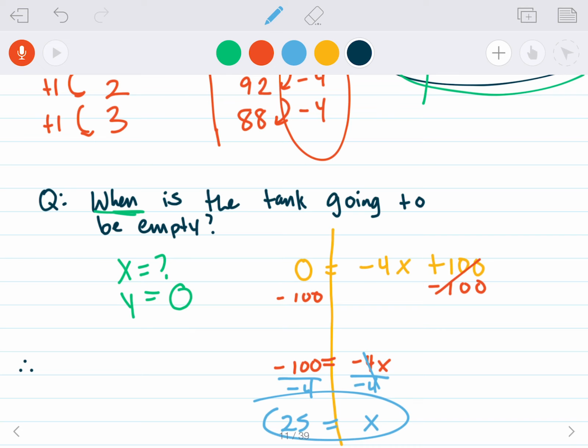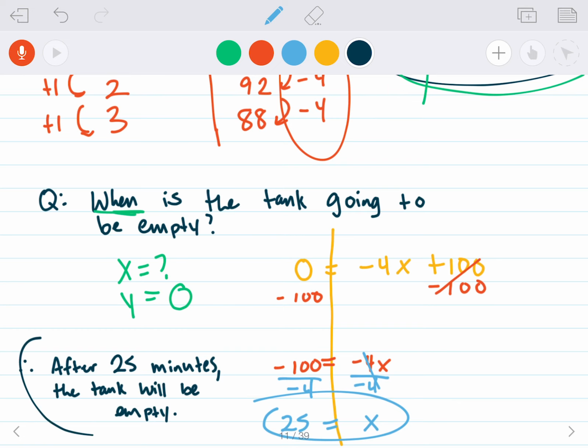Therefore, after 25 minutes, remember x is minutes, the tank will be empty. All right, so that's one example of a real world context here.